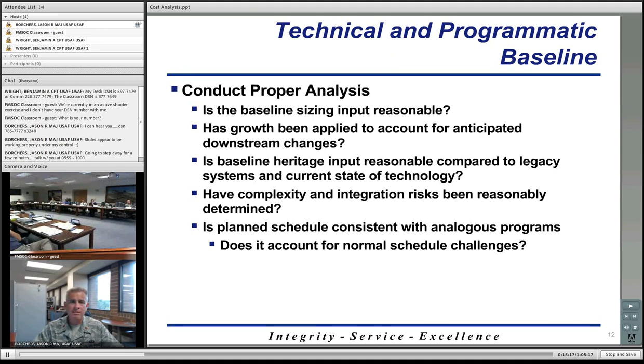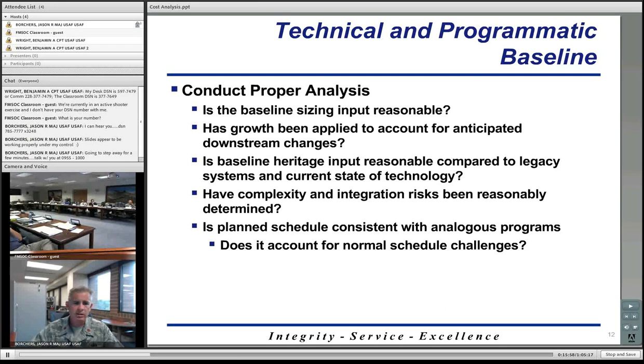We want to make sure that all complexity and integration risks have been determined. You know, we're not just assuming the best case scenario in the baseline. We're assuming a realistic scenario. So we want to make sure all those elements have been included. We also want to look at the planned schedule. Is the schedule consistent with what we have seen in our analogous programs, and does it incorporate normal schedule challenges that we've seen in the past as well? So you or me as a cost analyst, we just need to take a look at this baseline and make sure it's reasonable, looking at all these factors to help us out.